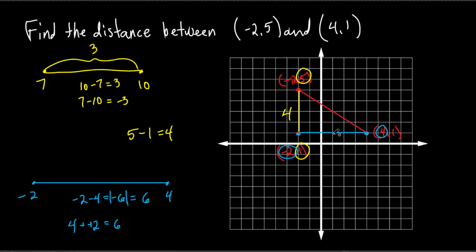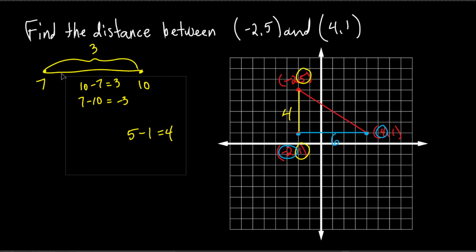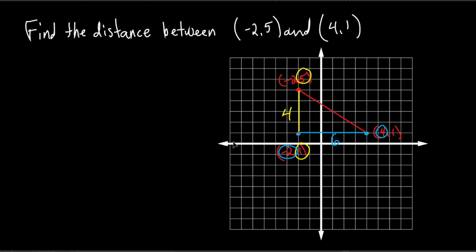So what's the length of this blue line segment right there? It's 6. So if I've got a 4 and I've got a 6, how do I find the red one, the hypotenuse? I do Pythagorean Theorem. Okay, I heard it. All right, that's good. Let's get rid of all this mess right here. Okay, let's go back to red because I'm going to find the red length.